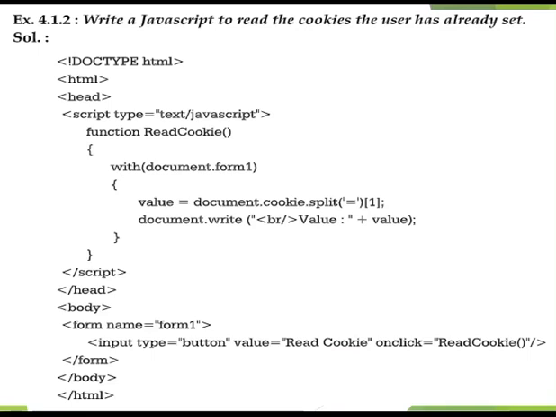Single quote 1 means what? It will basically retrieve the value. I told you that in array 1 the value of the cookie is stored. So document.cookie.split in brackets equal to 1 will give you the value of the cookie. So document dot write, we are going to write in double quotes, value is to plus value.